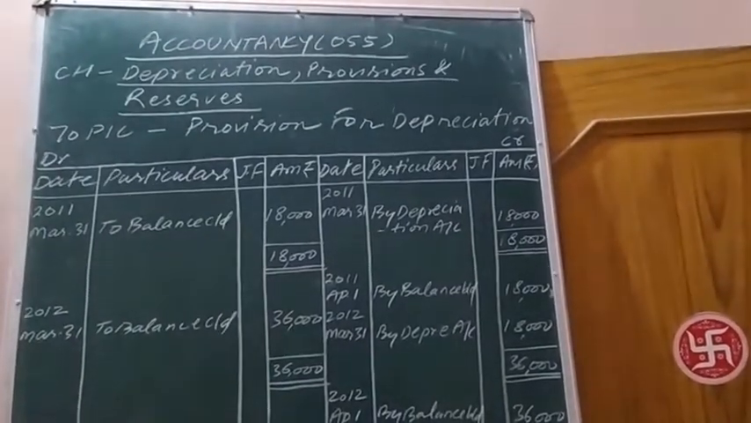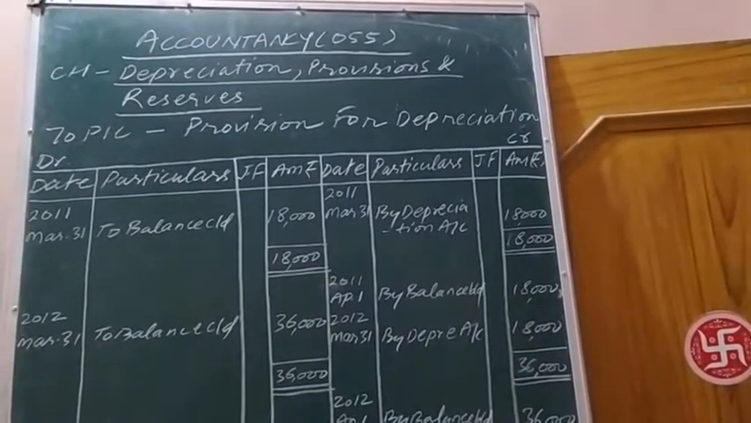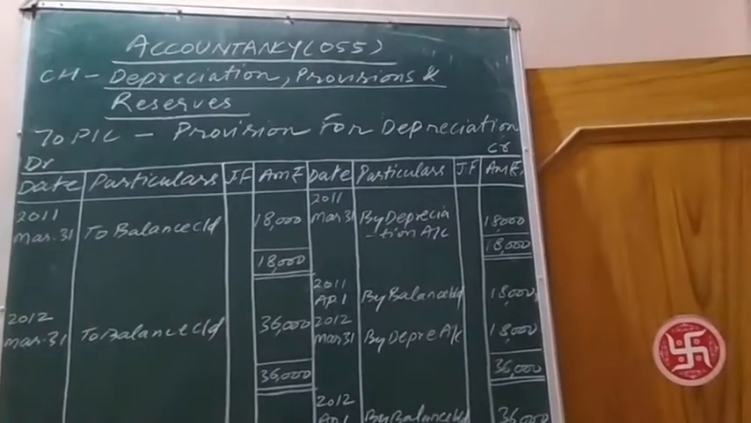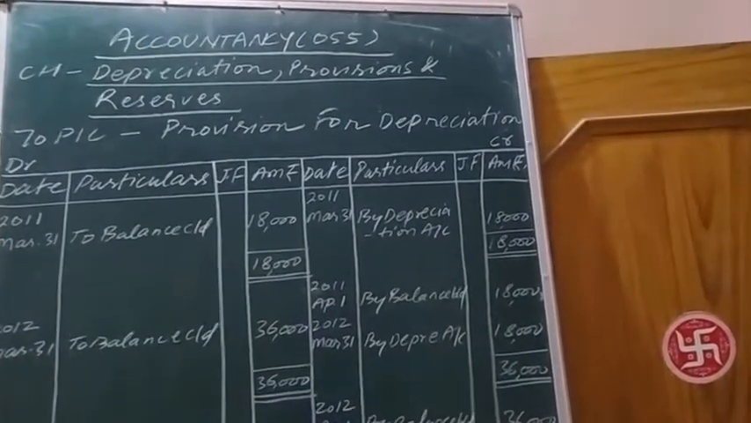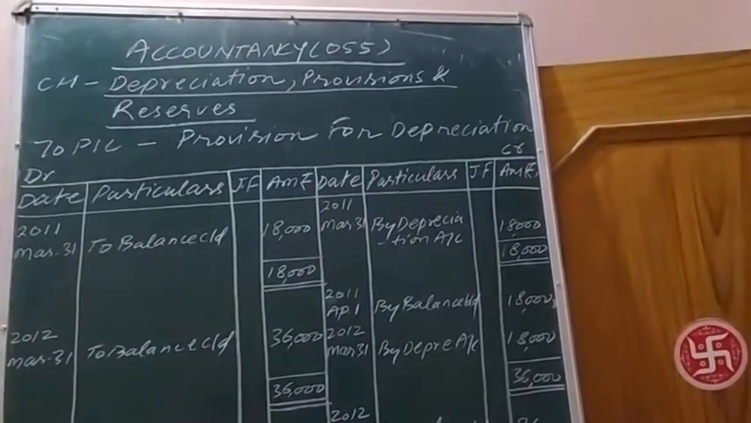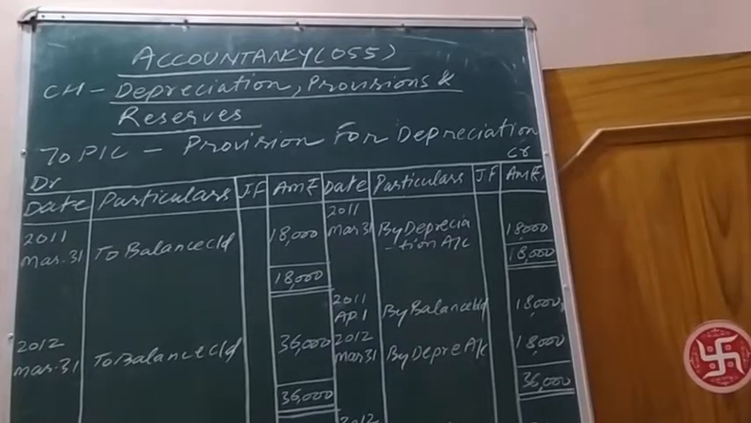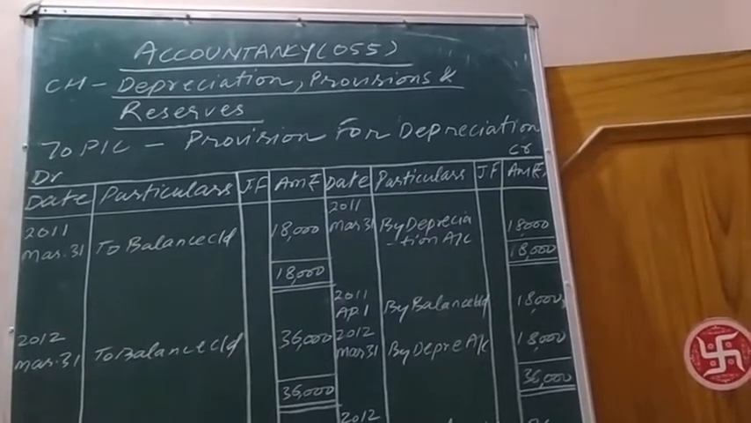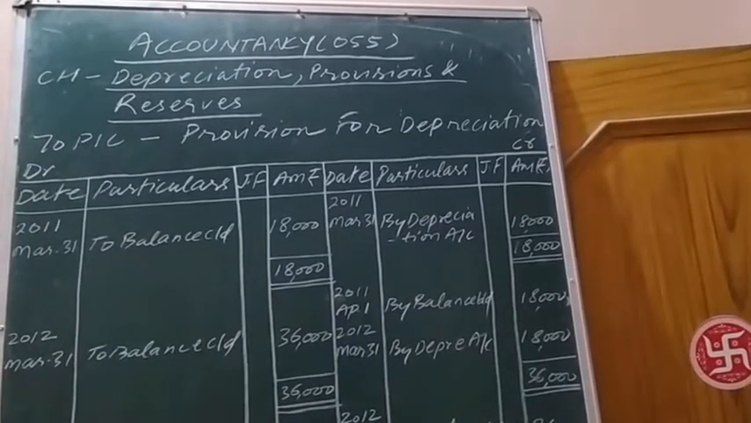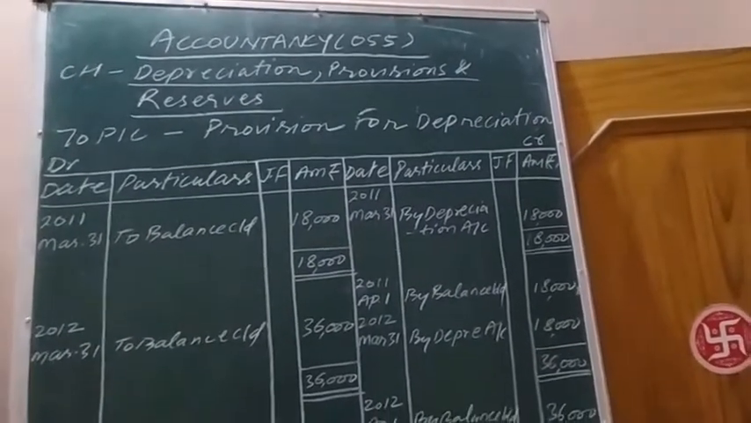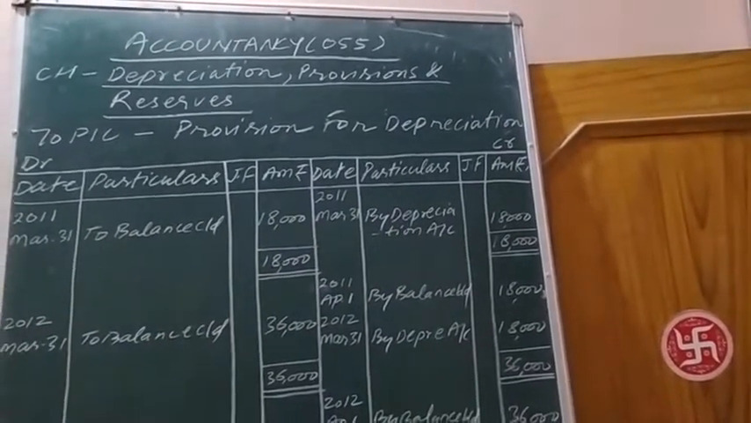Today in this online class session of accountancy, I will explain the topic provision for debt, that is, how you can prepare the provision for debt account and what journal entry needs to be passed for creating the provision for debt account. Provision, as I already told you, is a liability. Whenever a liability increases, it is shown on the credit side.